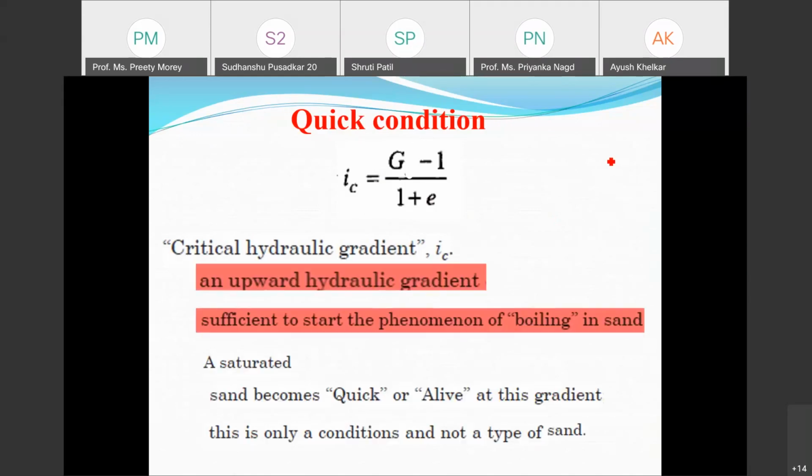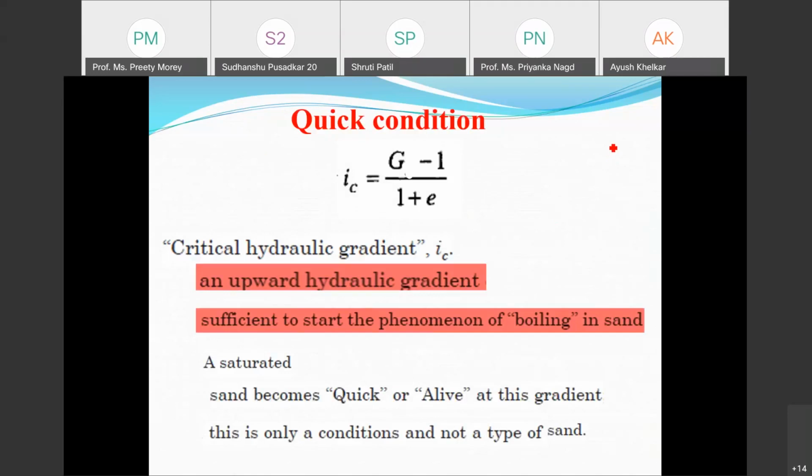So a saturated sand becomes quick or live at this gradient. This is only a condition, not a type of sand. I already talked about it. So where is the necessity? The necessity is here: suppose you have an earth dam. Okay, an earth dam is constructed.